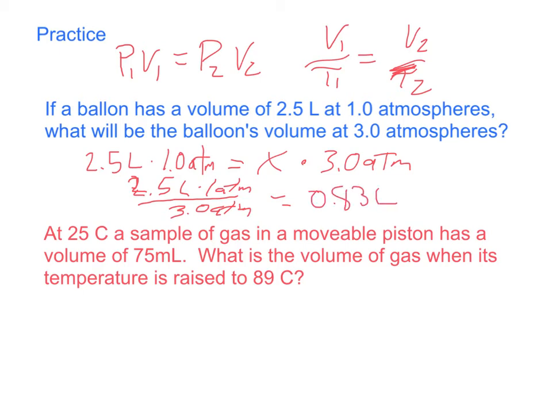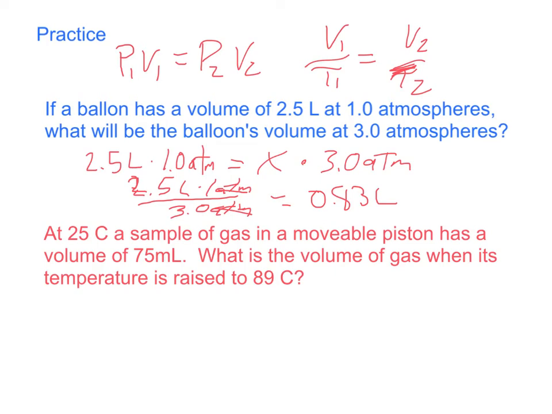0.83 liters, and of course the units do work out because we end up with atmospheres over atmospheres, so they cancel one another, leaving us with liters. Okay, so that's how they go. You get 3 of the 4 things, you find the 4th one using a little basic algebra.